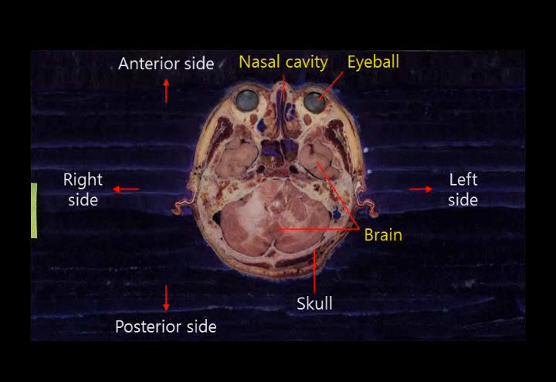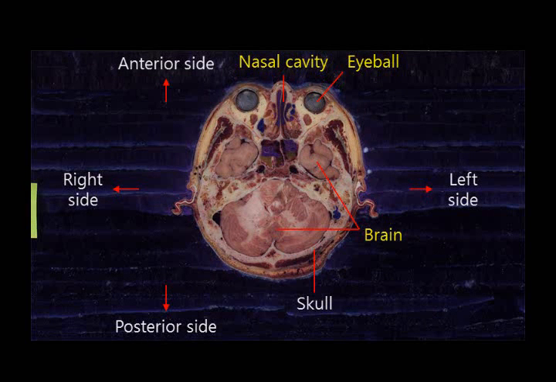In this sectioned image, the lying cadaver is observed from below. Therefore, this part is the anterior side of the cadaver. This part is the posterior side. This part is the right side. And this is the left side. This is just like the CT and MRI conducted from hospitals.